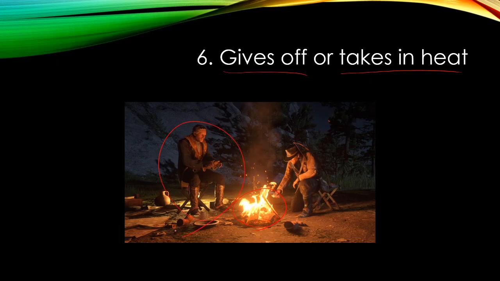People can sit around a campfire and warm their hands to take in that heat, or you can cook your food with it and take in that heat. This is an example of something giving off heat, and therefore it's a chemical change.